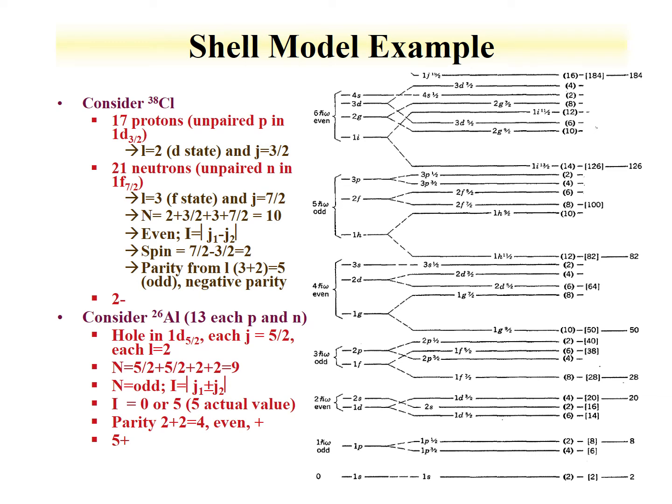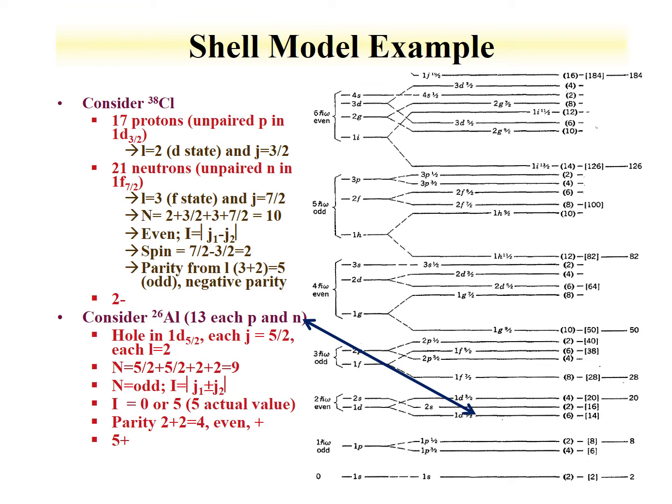If we consider another example, aluminum-26, this is a nucleus with 13 protons and 13 neutrons. So this 1d5/2 would be filled to 14, so there's a hole, one missing spot for each of the proton and neutron shells. So each unpaired particle has a spin of 5/2 and an orbital angular momentum of d, which is 2. So the Nordheim number is 5/2 plus 5/2 plus 2 plus 2. That's equal to 9. That's an odd value.